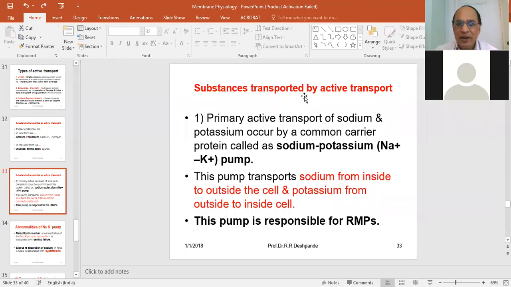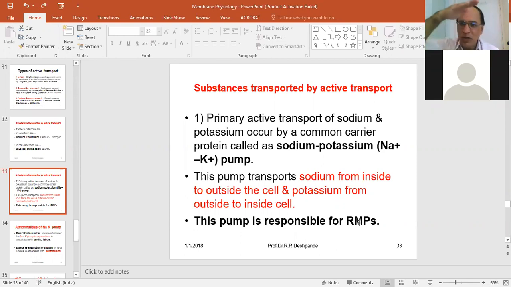For example, primary active transport of sodium and potassium occurs by a common carrier protein which can carry both. That is called the sodium potassium pump. This pump transports sodium from inside to outside and potassium from outside to inside the cell. This pump is responsible for the resting membrane potential. Sometimes I have discussed depolarization. This is the process of coming back to the resting condition.